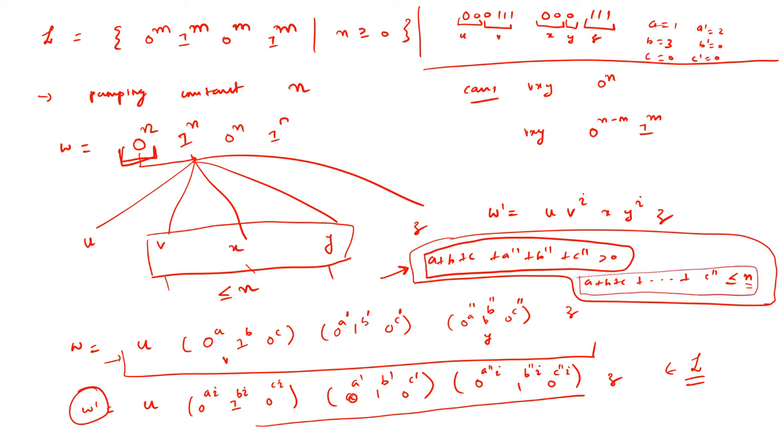Alright. Now we have to take cases, and we have to show that no matter what partition scheme you come up with, you will arrive at a w prime for some i, where i is the number of times you pump the string. For some i, basically the w prime will not be part of the language.